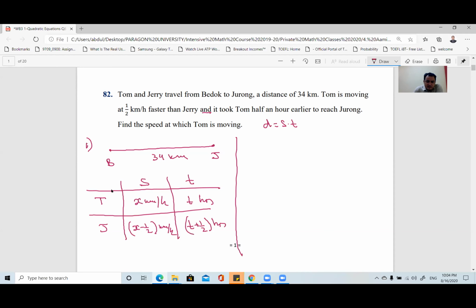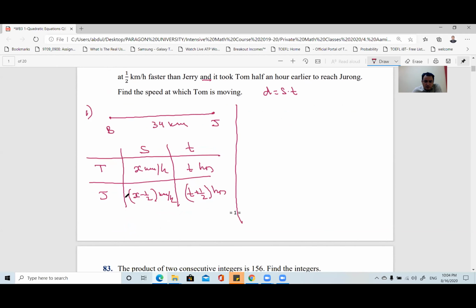That is our first step, writing all the given information. Now we are expressing everything in mathematical language, right? So next thing is forming our equations. Now number 2. What is the question? Find the speed at which Tom is moving. Here I'm going to find this x. That's why I use x for Tom's speed.